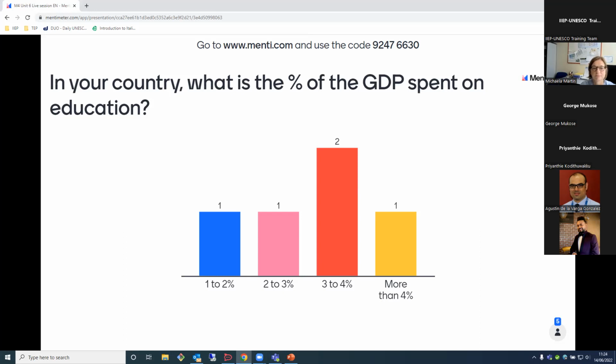Michaela, do you want to start commenting on the replies that we can already see on the screen? Yeah, okay, so we have a wide spread here. I see 5 responses, and only 2 are concentrated on the 3 to 4% bar. It's quite interesting, because what we see internationally is that the share of GDP allocated to education varies a lot between countries. We see a broad range of 2 to 10%.